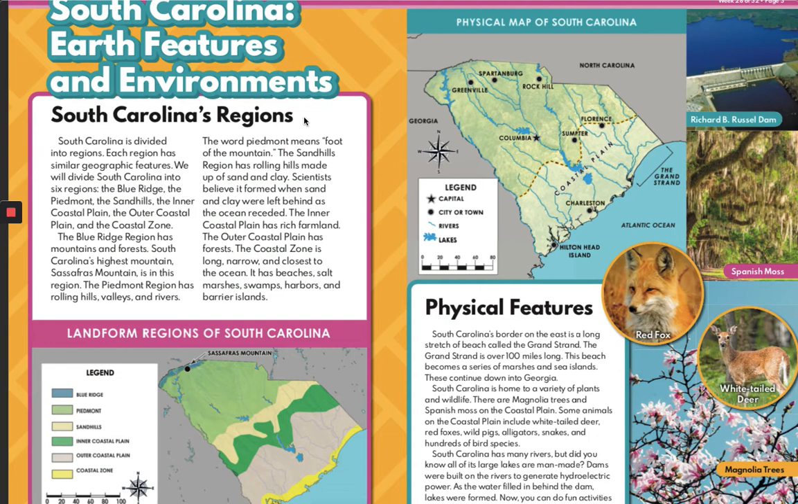So South Carolina's regions. South Carolina is divided into regions. Each region has similar geographic features. We will divide South Carolina into 6 regions: the Blue Ridge, where the Blue Ridge Mountains are, the Piedmont, the Sandhills, the Inner Coastal Plain, the Outer Coastal Plain, and the Coastal Zone.